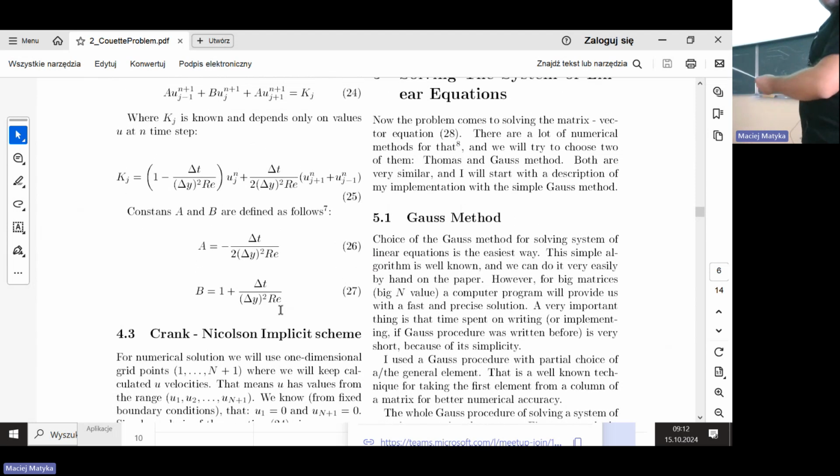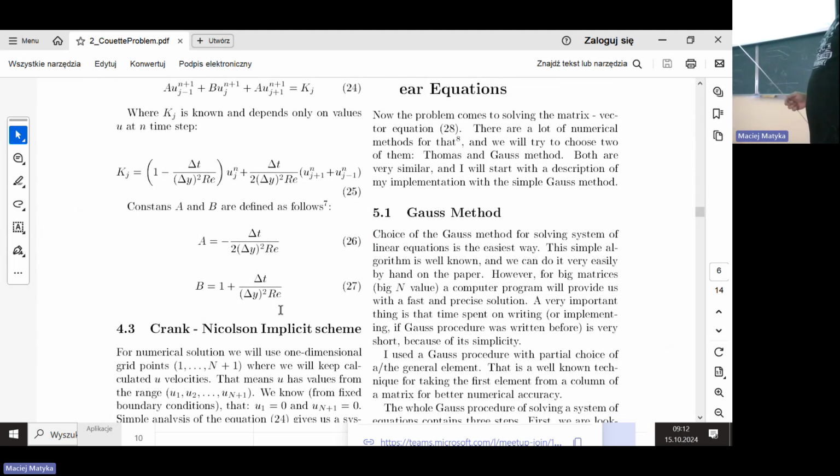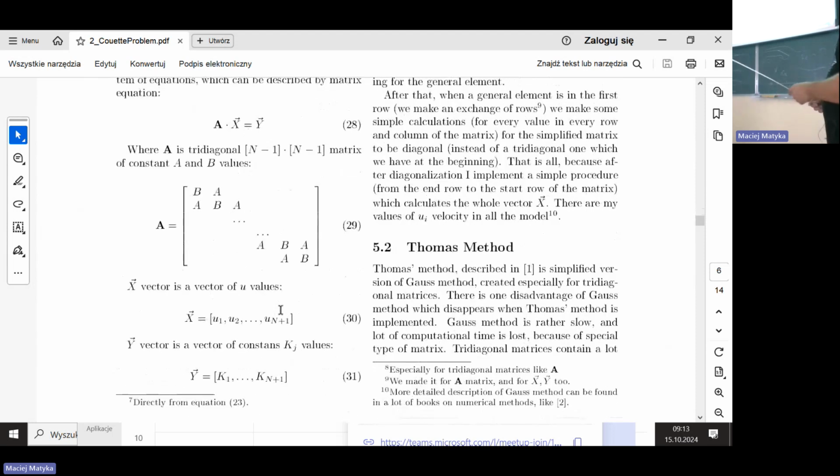Okay, so sorry. We have the velocities on the next time step on the left-hand side, and on the right-hand side we have velocities on the previous time step. And this gives us the coefficient matrix A, which is basically built of those values. So the problem of solution of the whole system in time is basically a system of equations with a tridiagonal matrix of coefficients, and this can be solved with a numerical method, the Thomas method.